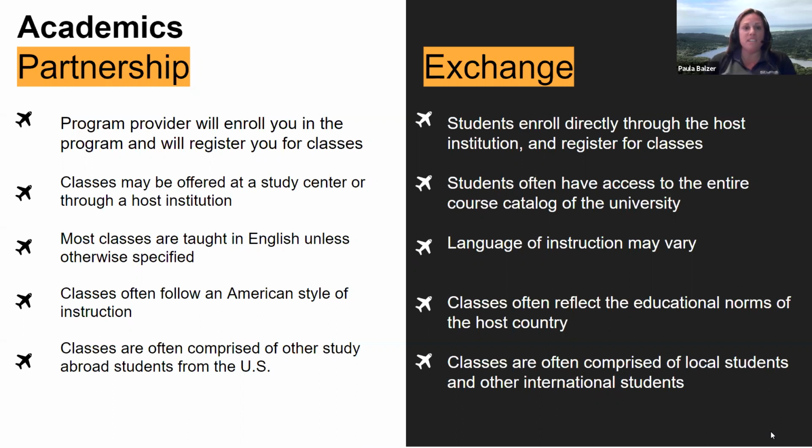So if you're going on a partnership and taking classes at a study center that's been created by this partnership program, you don't have to adjust to a different type of academic structure or instruction. They're very often taught in an American style that Americans are used to. Classes are often comprised of other study abroad students from across the United States, not necessarily students just from ASU. Especially if they're taught at a study center rather than at a host institution, classes will be comprised of other study abroad students from the US rather than local students from that country.